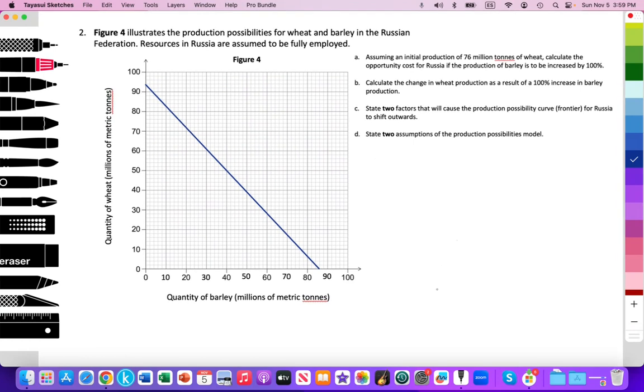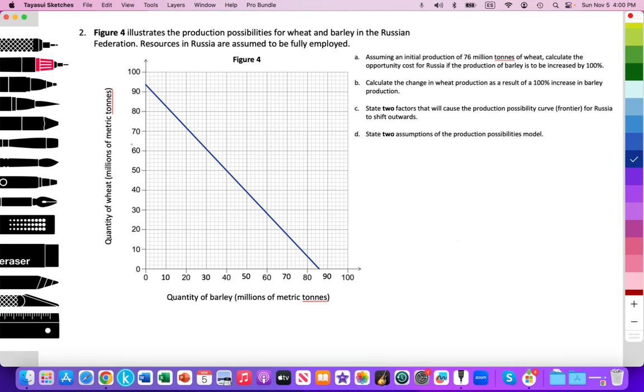This could be very similar to what you might find on a Paper 3 exam, where you're provided a graph and you'll have to make some calculations based off of that graph. Here we see question number 2. Figure 4 illustrates the production possibilities for wheat and barley in the Russian Federation. Resources in Russia are assumed to be fully employed. Thus, we'll be producing along the PPC curve that we see here, that's downward sloping.